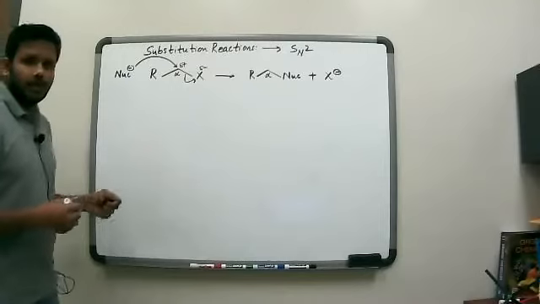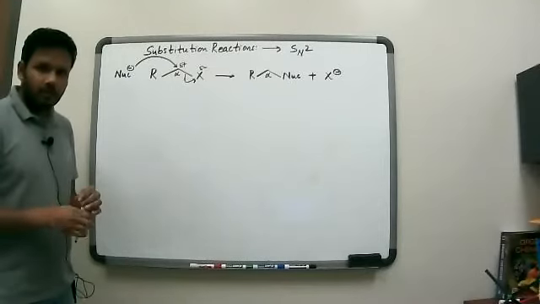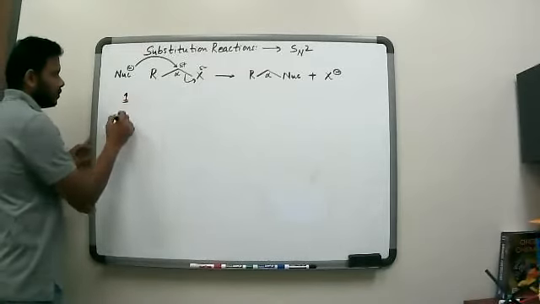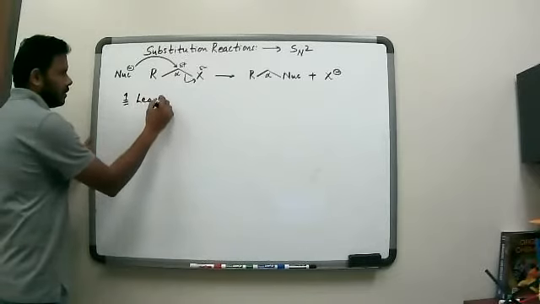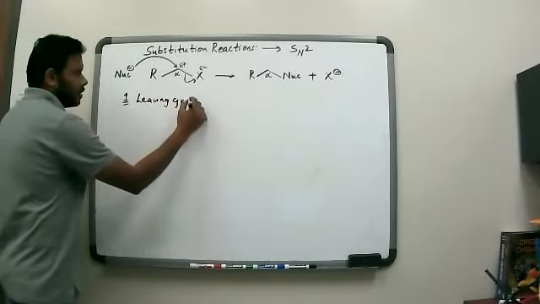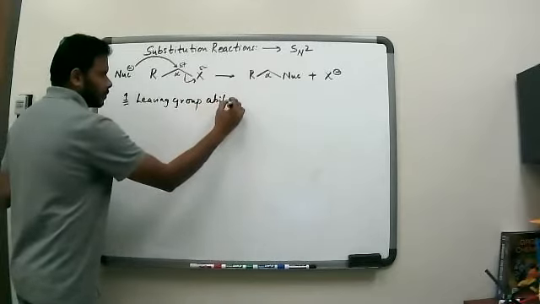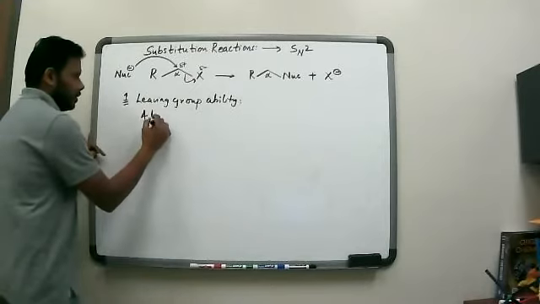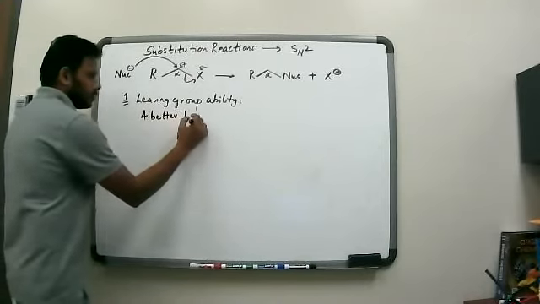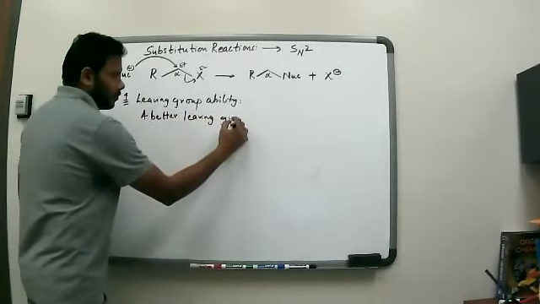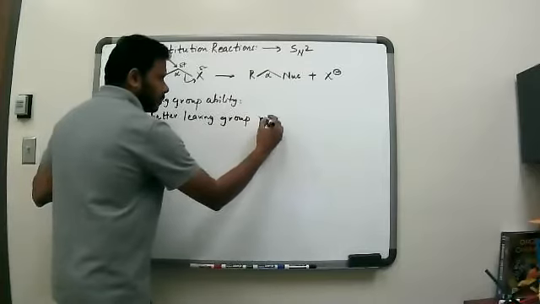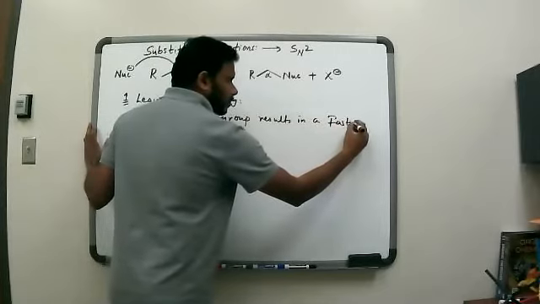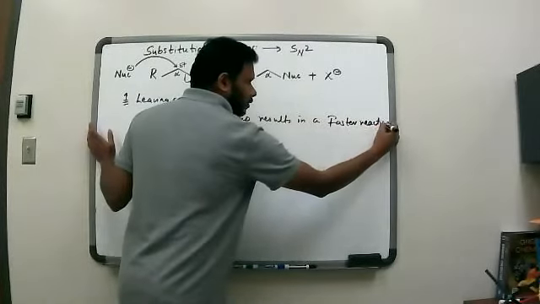We've seen previously how the structure of the substrate, the alkyl halide, and its steric bulk influence the reactivity. In this video, we're going to look at other factors that are important. The first thing we want to discuss is leaving group ability. A better leaving group results in a faster reaction.